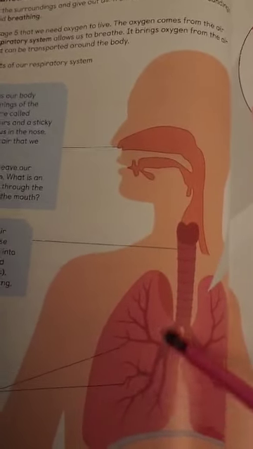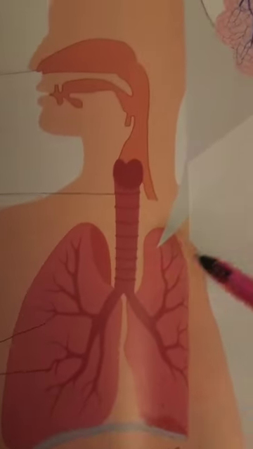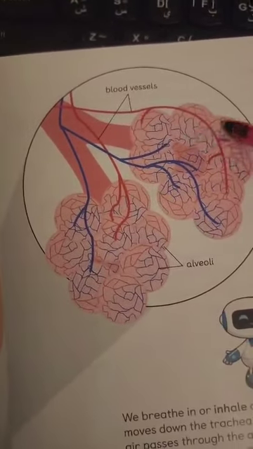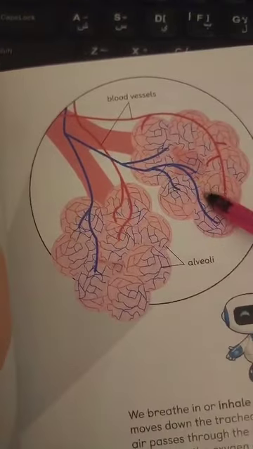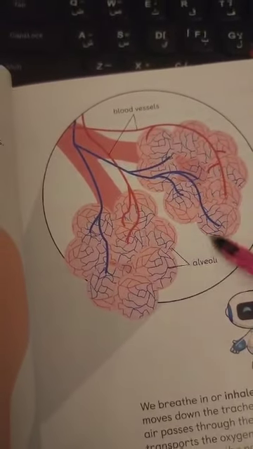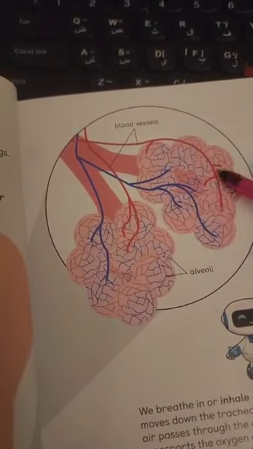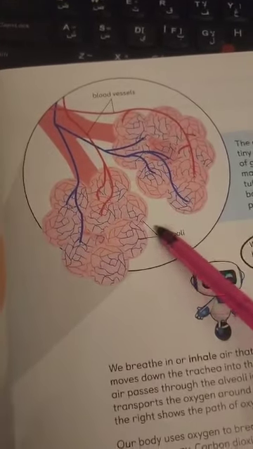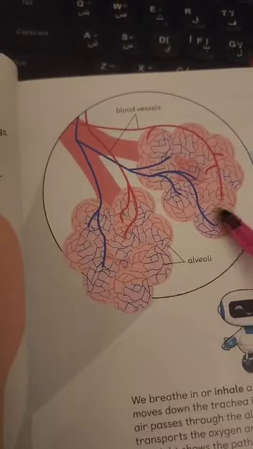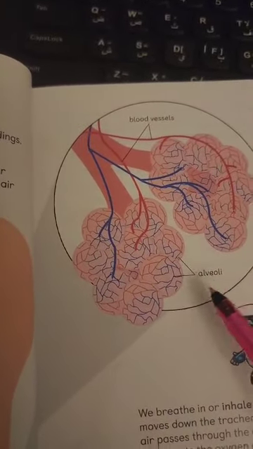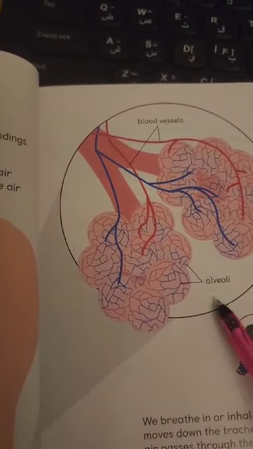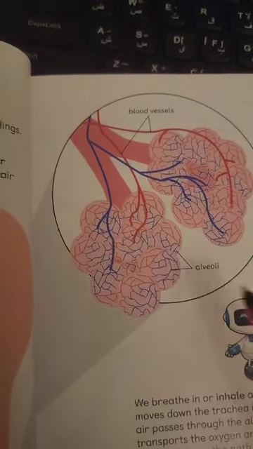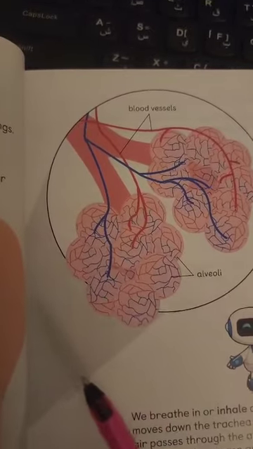If we look at these blood vessels from a close view like this picture, we can see that the blood vessels go inside small sacs, and when we say sacs, we mean something like a bag. These small sacs are called alveoli. Alveoli is the plural. Each one of these is called an alveolus.